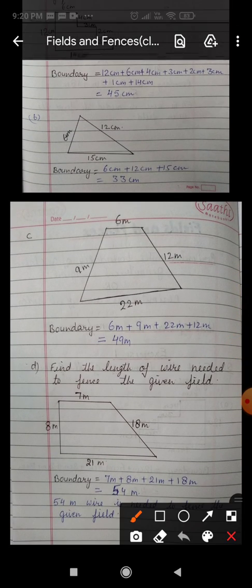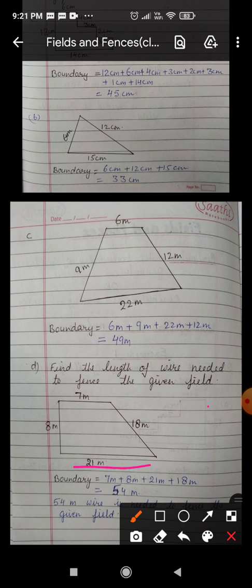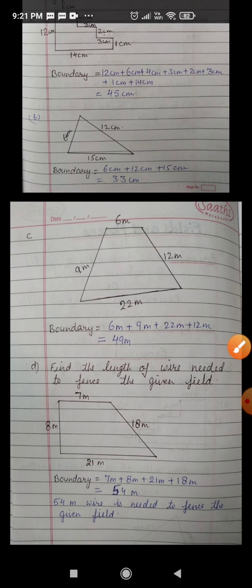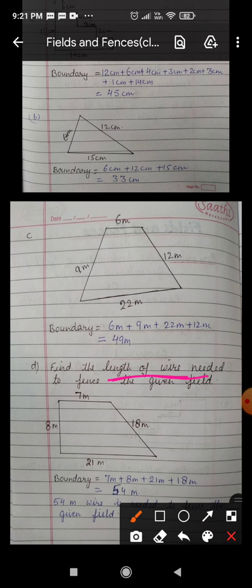Children, in question number D, find the length of a wire needed to fence the given field. If you see this field, it has 4 sides and all the sides are of different length, and you want to fence this boundary with wire. So you have to calculate the length of wire. Length of wire is equal to the perimeter of this figure or boundary of this figure.